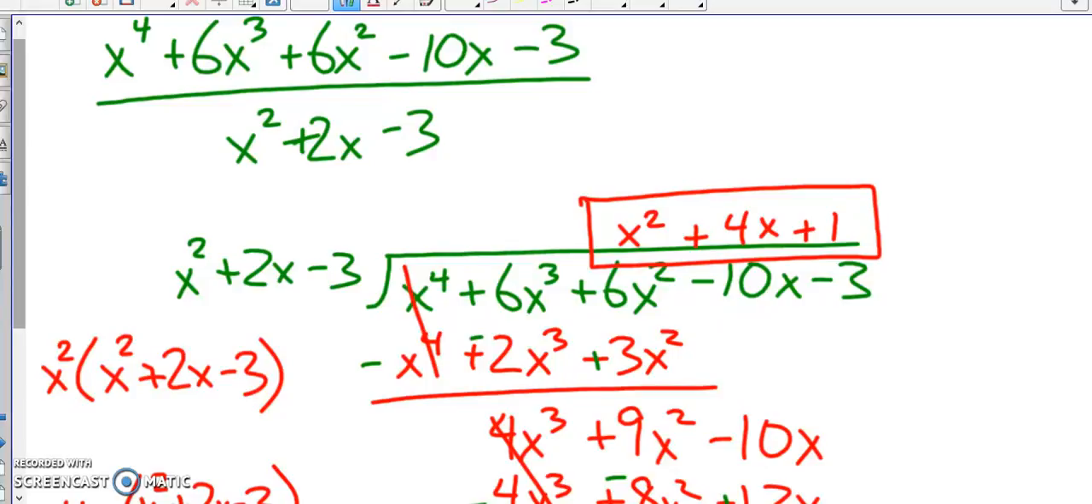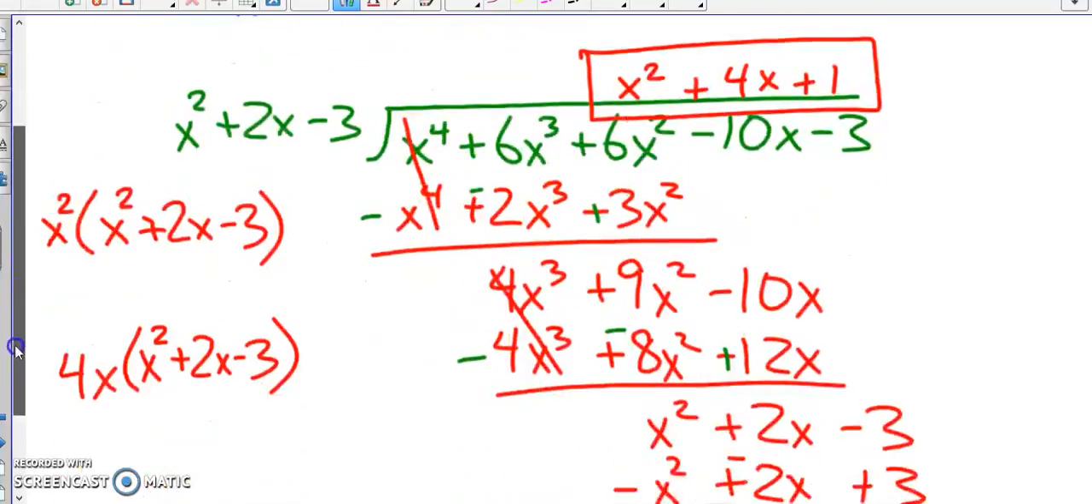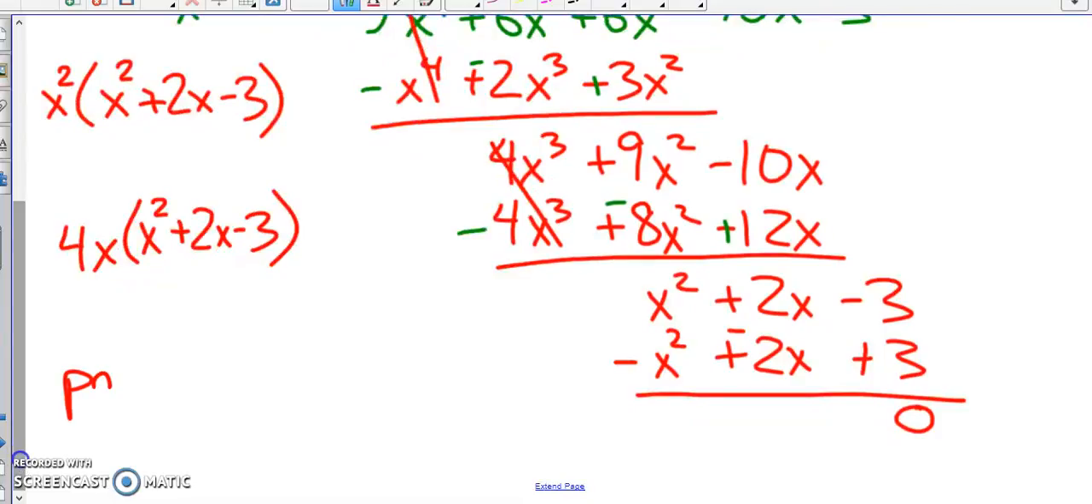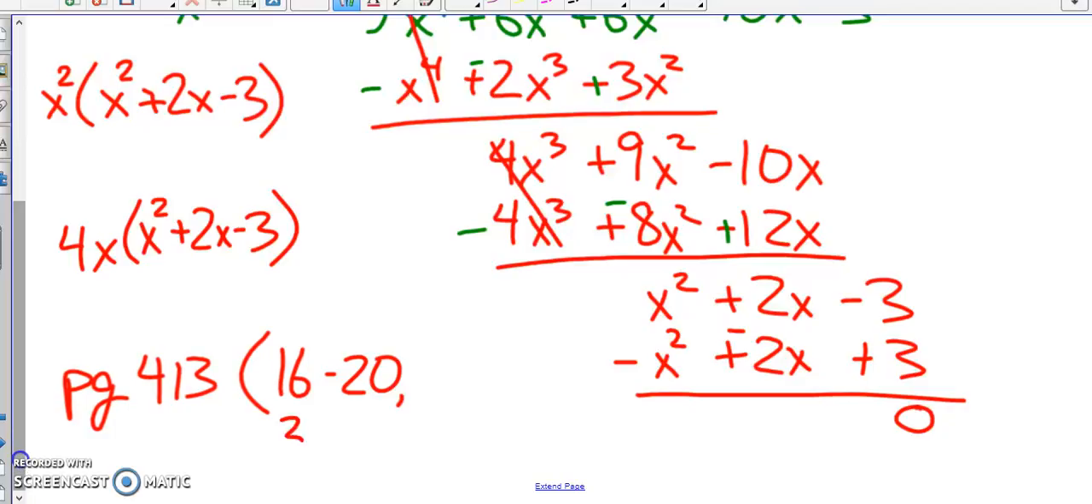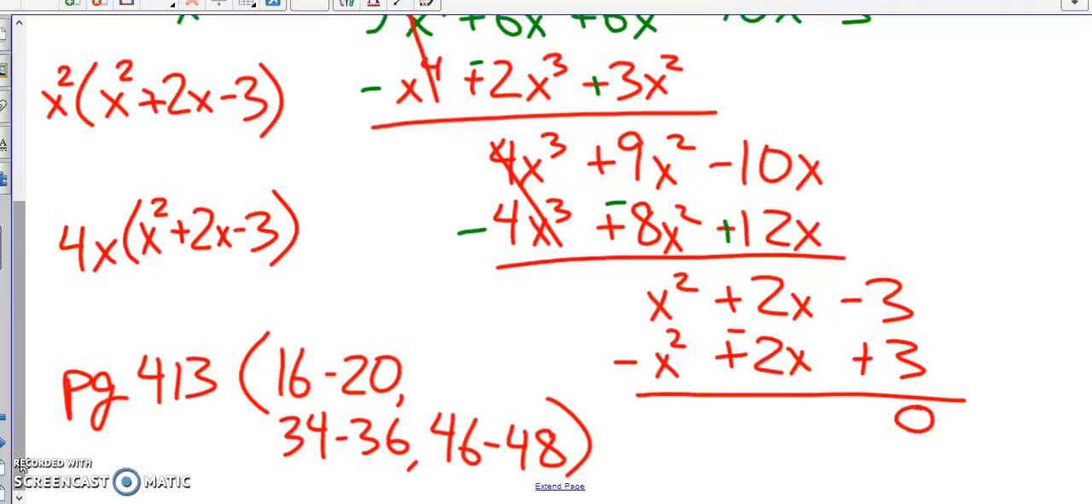All right. Now, the assignment that goes with this part is page 413, 16 through 20, 34 through 36, and 46 through 48. Now, the next thing I'm going to show you is what's called synthetic division.